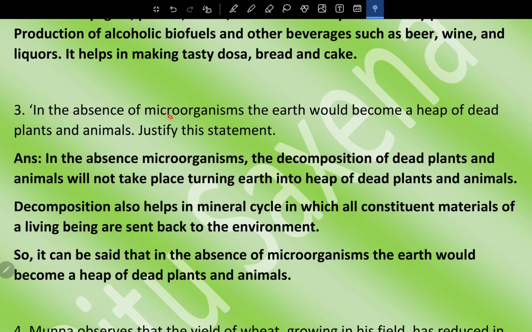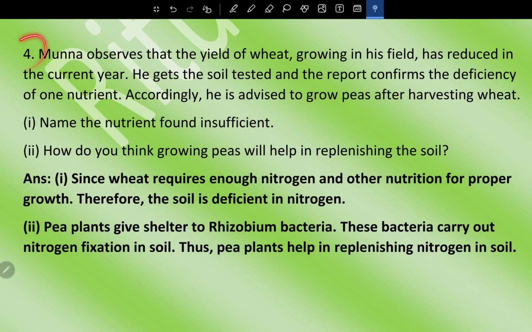Question number 3. In the absence of microorganisms, the earth would become a heap of dead plants and animals. Justify this statement. In the absence of microorganisms, the decomposition of dead plants and animals will not take place, turning earth into a heap of dead plants and animals. Decomposition also helps in the mineral cycle, in which all constituent materials of a living being are sent back to the environment. So it can be said that in the absence of microorganisms, the earth would become a heap of dead plants and animals.